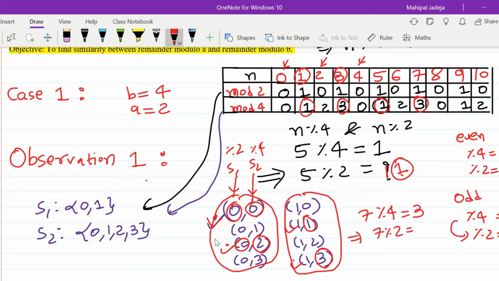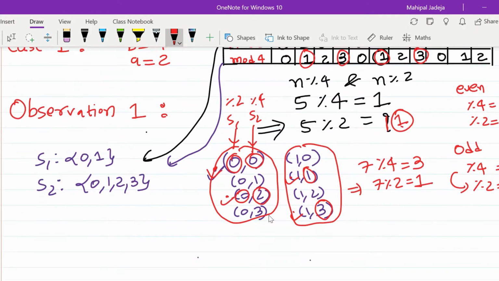instead of 4. So I know that with respect to modulo 4, if I am getting 1 or 3, then with respect to modulo 2, I will definitely get 1. So I can specifically answer, right, irrespective of my selection of number n. So from this, I can conclude that n modulo 4 defines n modulo 2.